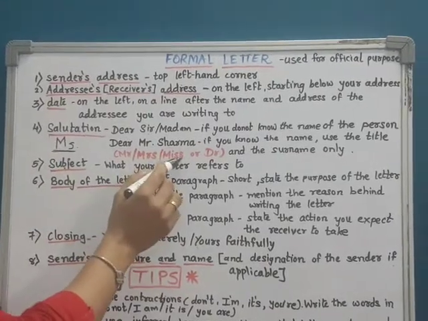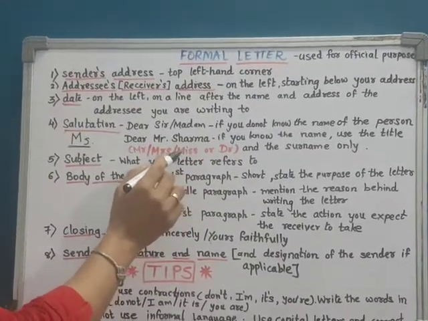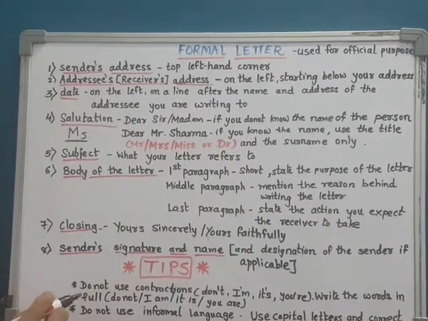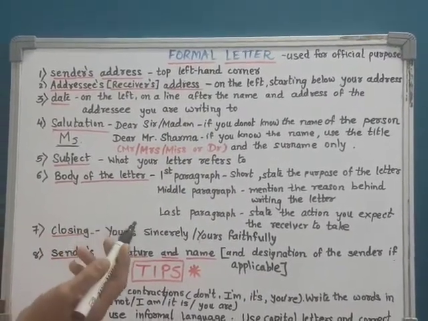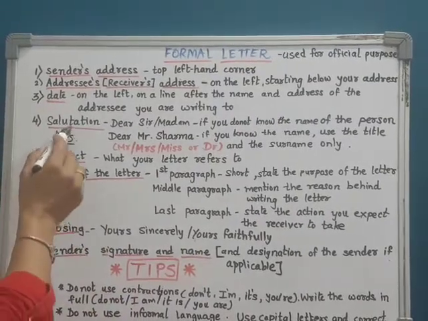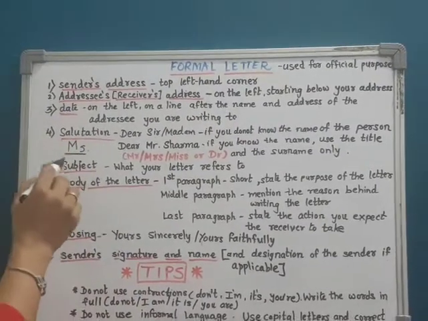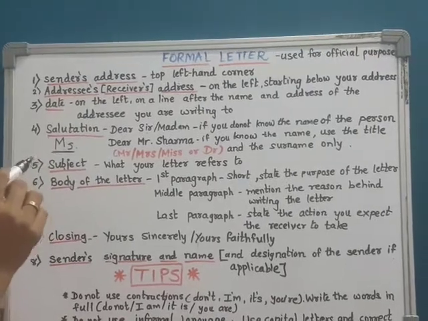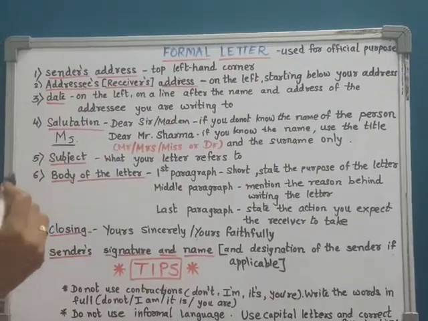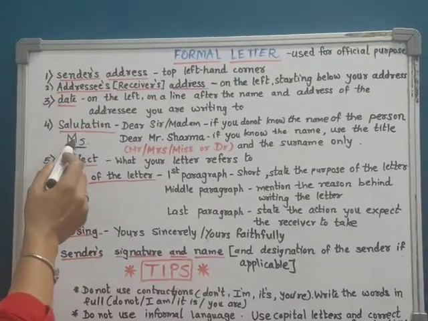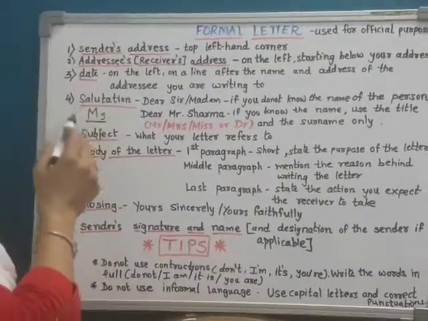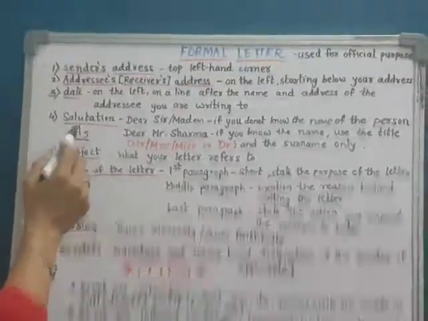But this Miss is different. When you write M-I-S-S, Miss is for a girl who is unmarried or for a lady who is unmarried. But Ms. is a common salutation that we use for a lady whom we do not know whether she is married or not. So, generally, when we write for a lady, we write Ms. only.